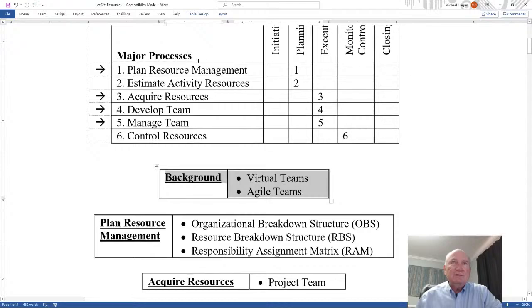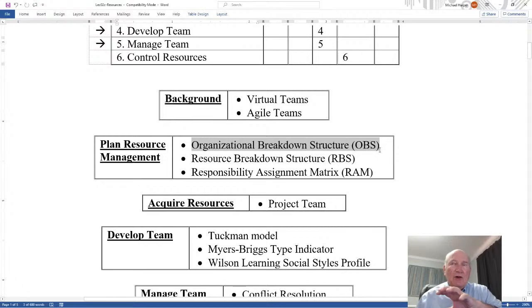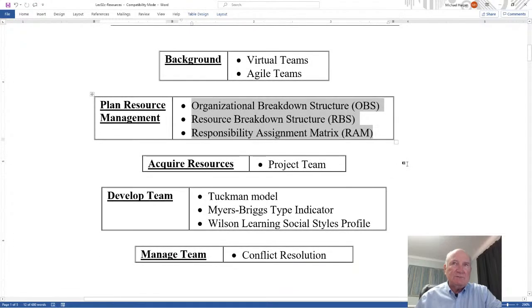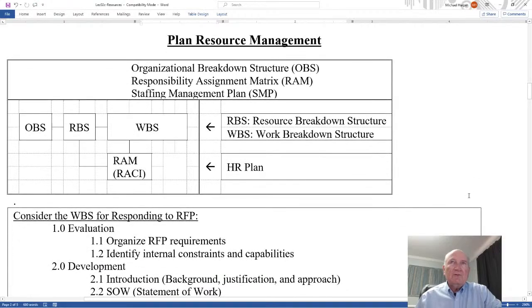Then we'll go into plan resource management, where we'll have the larger organizational structure, the OBS, organizational breakdown structure, the resource breakdown structure, and then the RAM, the different responsibility assignment matrices. Then we'll talk about acquiring resources, or acquiring the project team, then background information on developing the team, and then managing the team with conflict resolution. So let's get into the details. First, plan resource management. There are 3 organizational structure matrices that we'll look at.